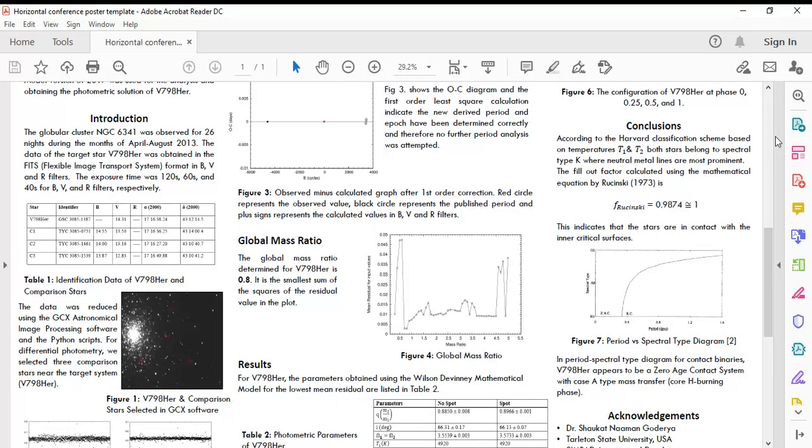Now for the light curve modeling, we used the Wilson-Devinney mathematical model. First, we determined the global mass ratio by obtaining convergent solution for a series of fixed values of the mass ratio. For V798Her, the mass ratio with unique solution is 0.8. However, all possible solutions are represented in Figure 4.